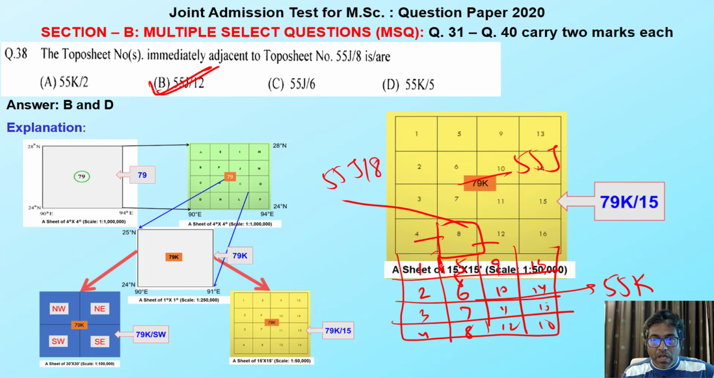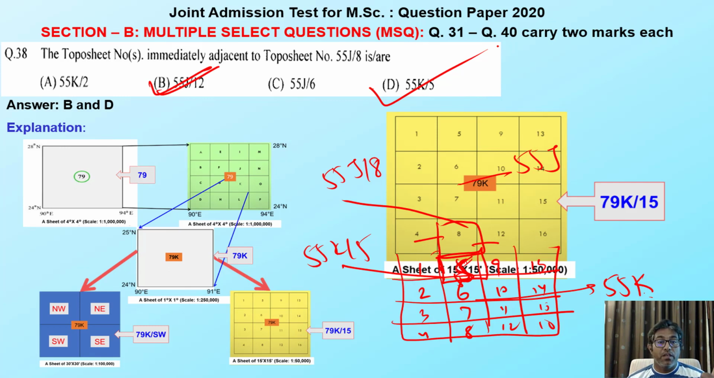Now adjacent to this I have this one also, 55J, 55K. So this is 55K. What is this one? 55K by 5. So this is my option again. No, nothing else. You have to do like this, one is very simple.